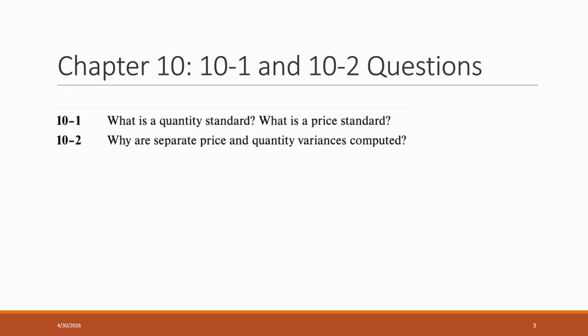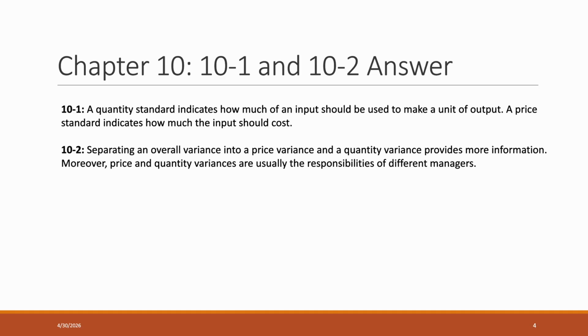And 10-2, why are separate price and quantity variances computed? The reason separate price and quantity variances are computed is because separating an overall variance into a price variance and a quantity variance provides more information. In accounting, it's always important to break things down into the detailed view to really get a better understanding of where our numbers are coming from and what we can derive out of our numbers.